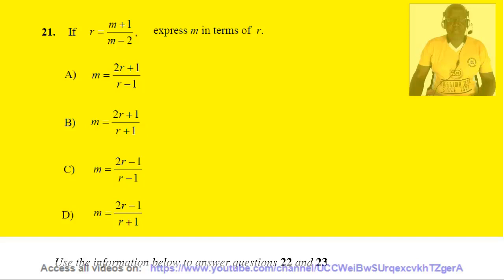r. Possible answers. A. m equals (2r plus 1) all divided by (r minus 1). B. m equals (2r plus 1) all divided by (r plus 1). C. m equals (2r minus 1) all divided by (r minus 1). D. m equals (2r minus 1) all divided by (r plus 1).